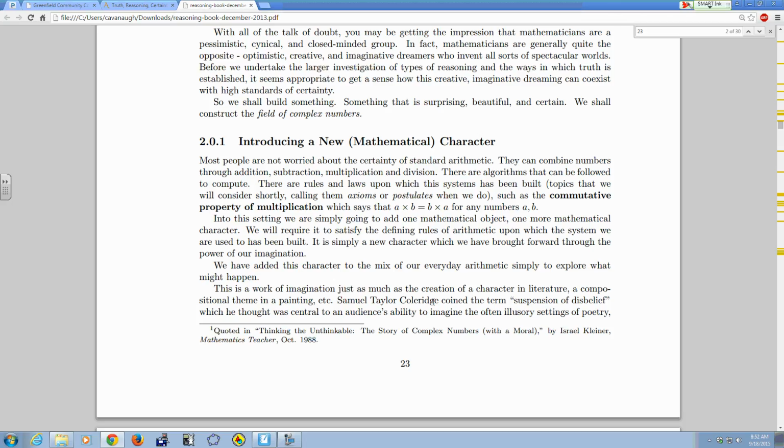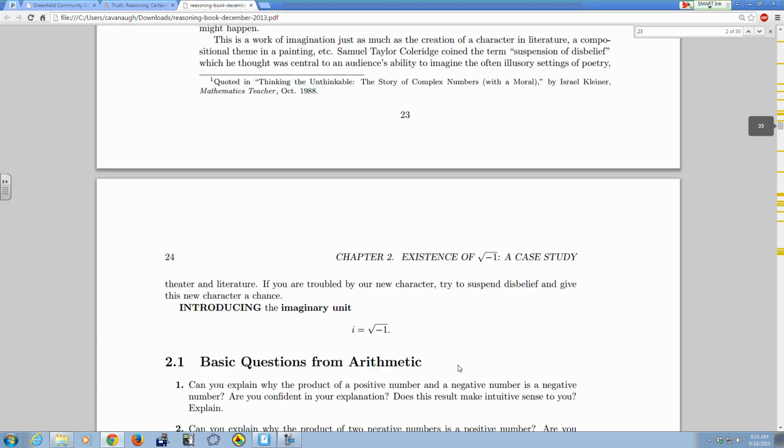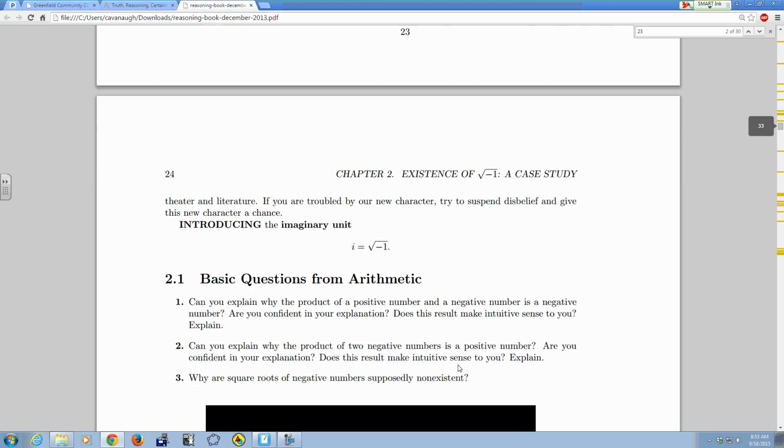painting, etc. Samuel Taylor Coleridge, you might recognize him from your literature class, coined the term suspension of disbelief, which he thought was central to an audience's ability to imagine the often illusory setting of poetry, theater, and literature. If you are troubled by our new character, try to suspend disbelief and give this new character a chance, introducing the imaginary unit i, which is equal to the square root of -1.